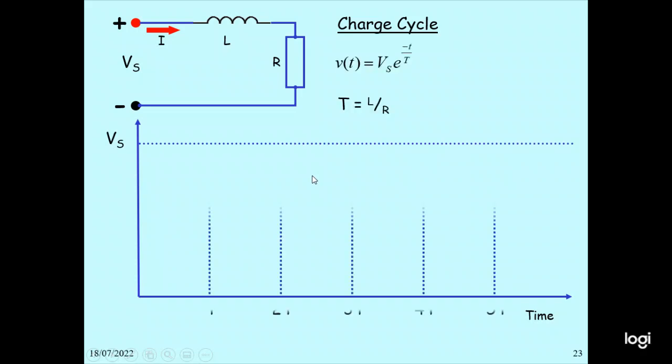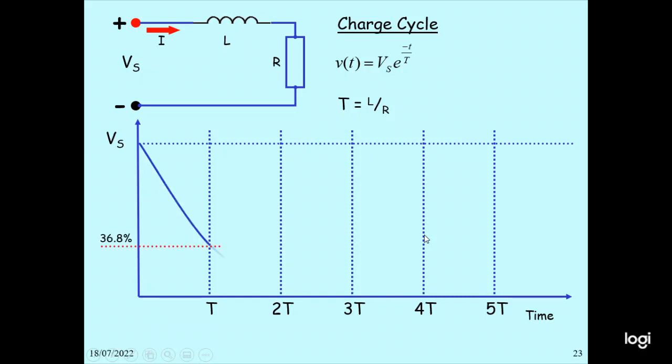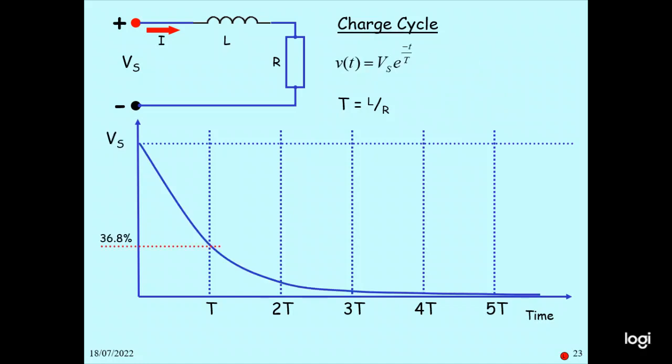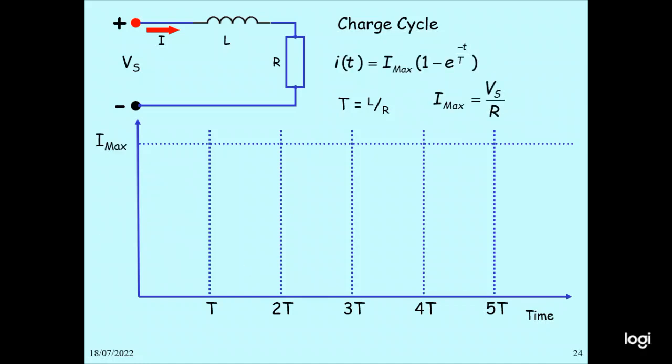Then when the charging current flows, the current goes down like this. So this is the charge circuit, and this is a discharge circuit. In the charge circuit, the current can be calculated as I maximum times (1 minus e to the power minus t by tau), where tau is L by R and I maximum is Vs by R. The current flows through this coil like this. So this is I maximum at tau, 2 tau, 3 tau, 4 tau, 5 tau. Then the current will rise according to this graph.